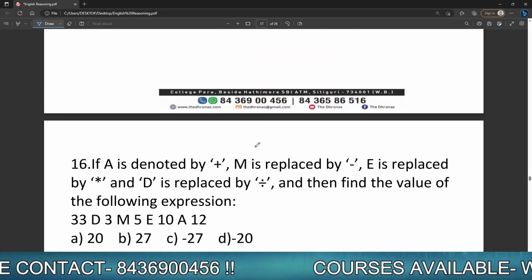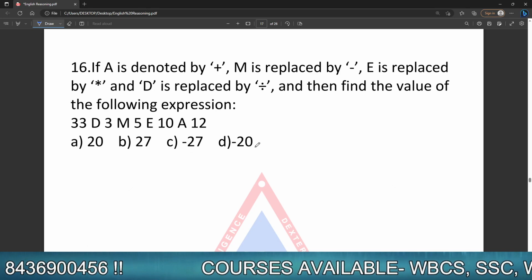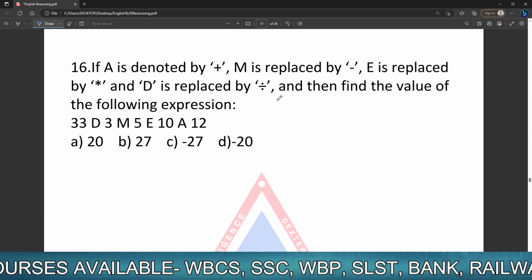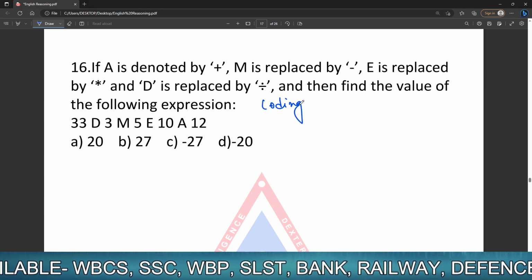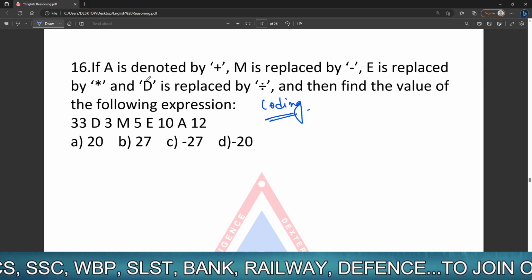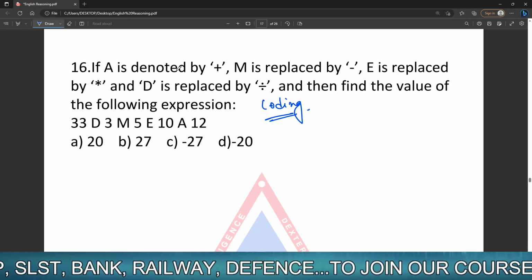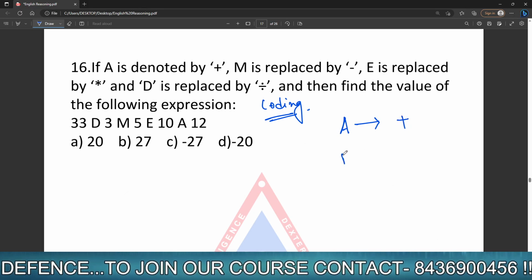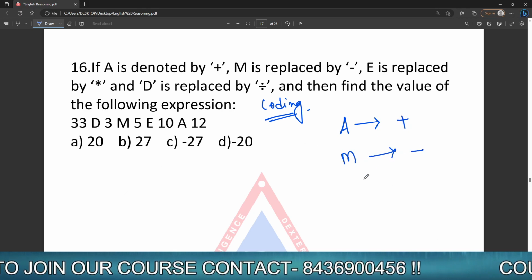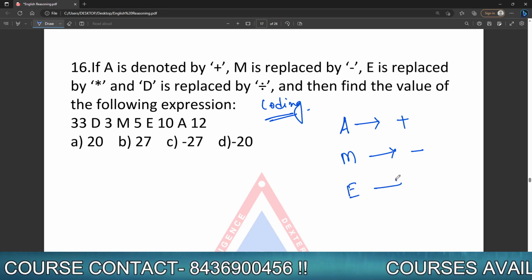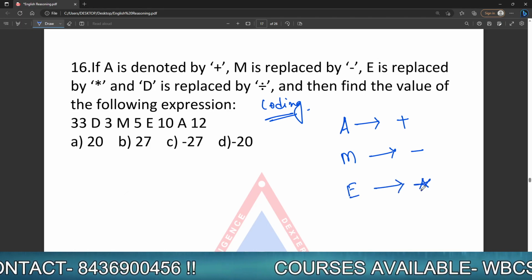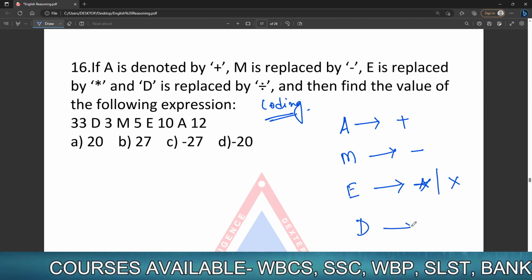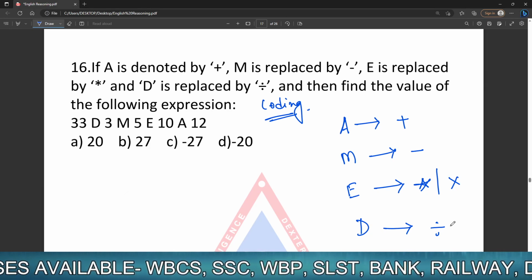Next question. The next question is also about coding. Normal coding. So what is given? A is denoted by plus, M is denoted by minus, E is denoted by the multiply sign or the star sign, and D is denoted as the division sign.